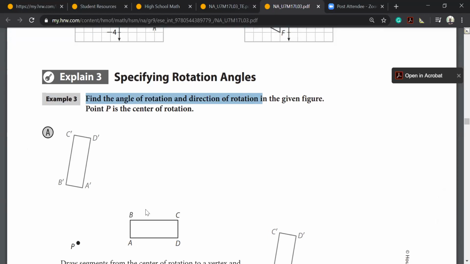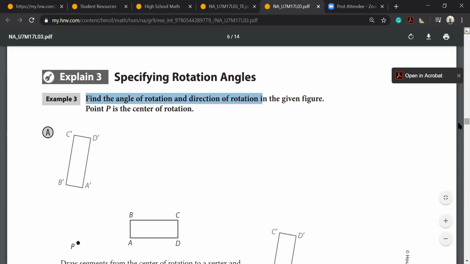If this is the pre-image and this is the image and this is the center of rotation, can you tell me first of all what was the angle? And can you tell me how did we move, clockwise or counterclockwise? Okay, don't worry, this is very easy. Again, we are going to be using a ruler and protractor, but in a very easy way.